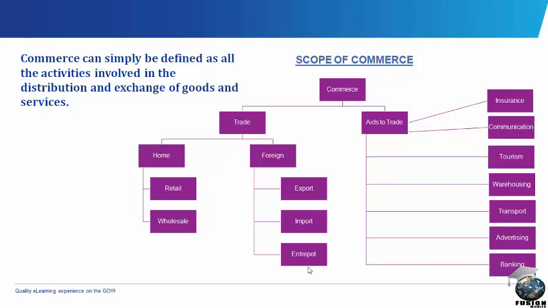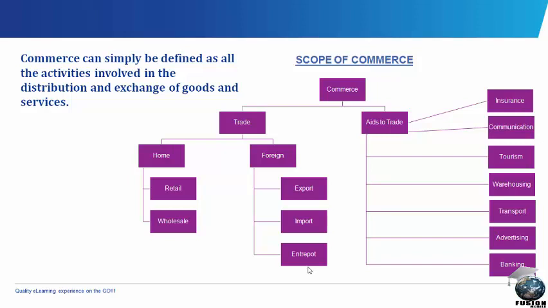These activities include the distribution of raw materials to manufacturers and finished products from the factory to the consumers. Commerce involves time, place, and utilities. Commerce developed as a result of specialization.